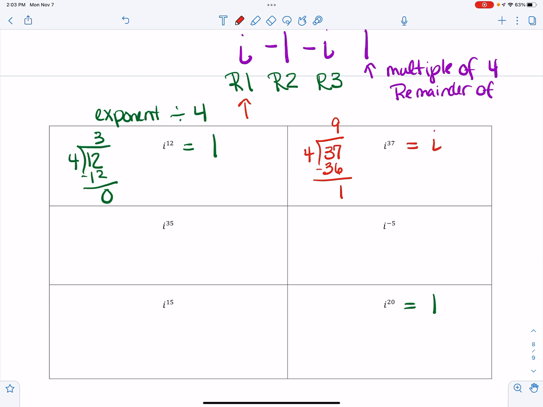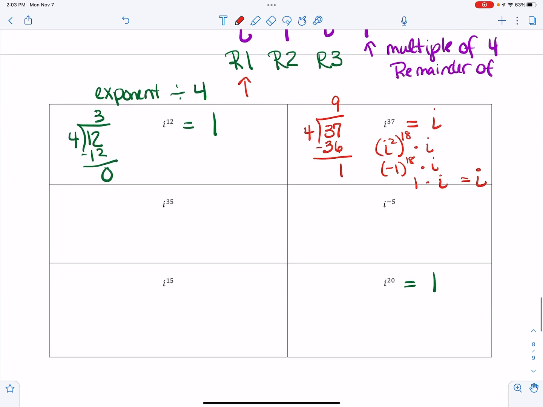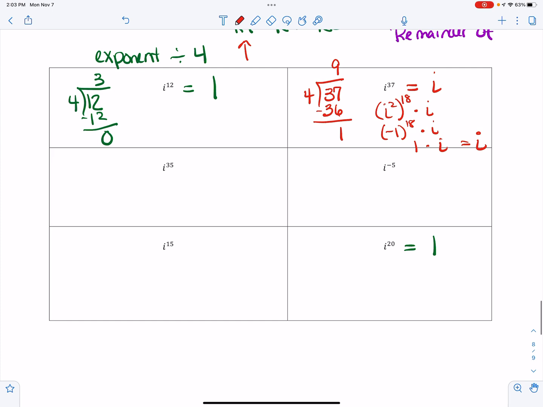There are other ways to do this. You could think of i to the 37th as i squared to the 18th power times i, because i squared to the 18th power, that's 36 i's, and then one more makes 37. Well, i squared I know is -1, and negative 1 to an even power is positive 1. And then I times it by i, and so either way I'm going to get i. I just think using the remainder is a lot easier than having to write it like this, okay?